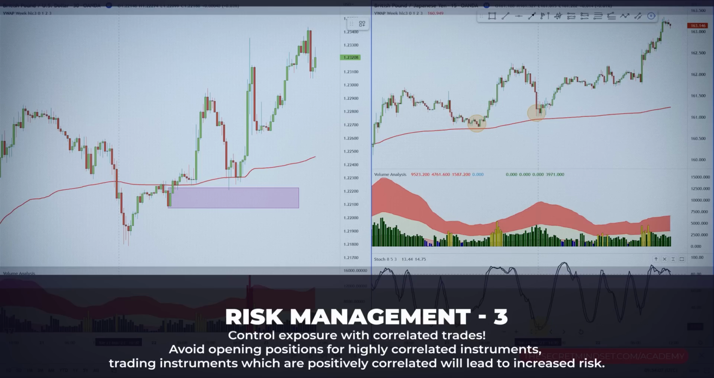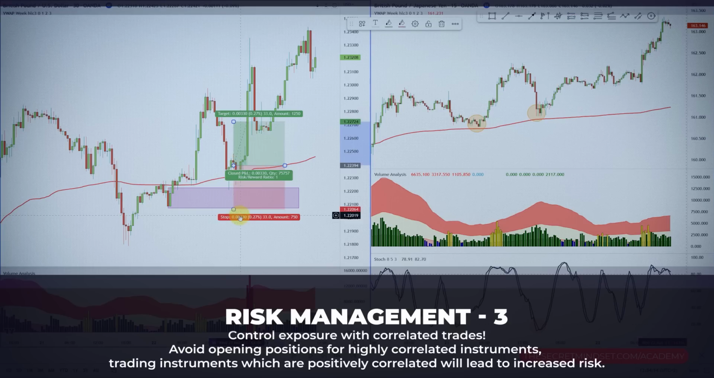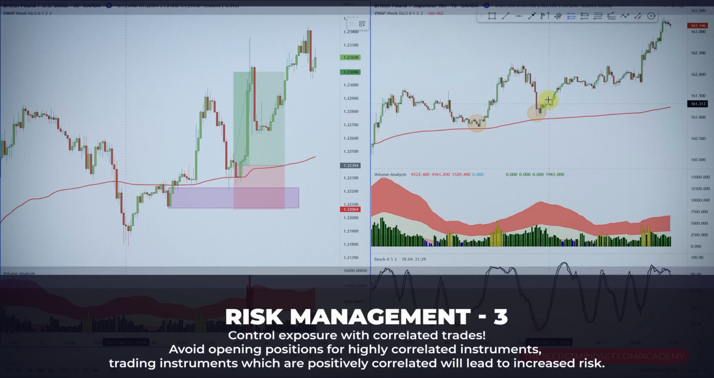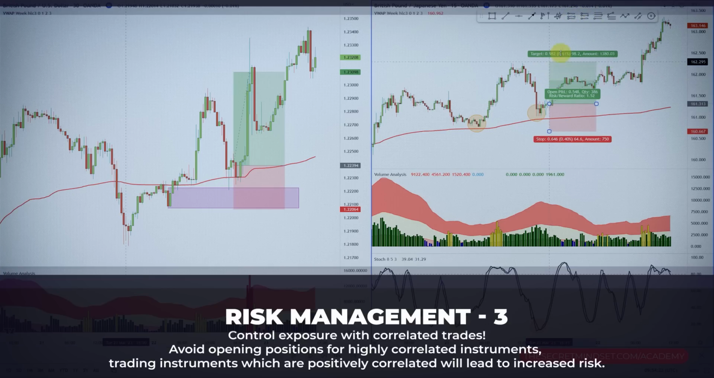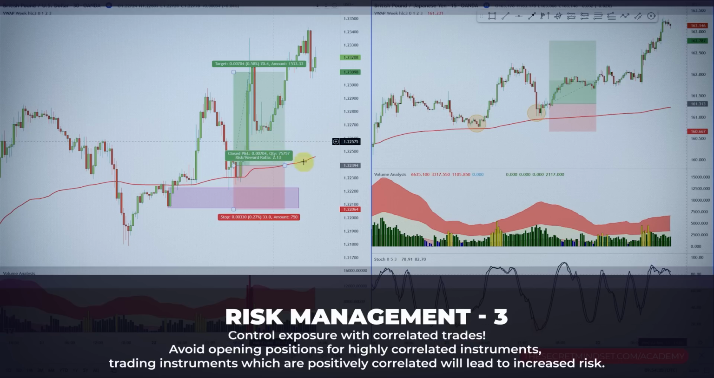You spot a demand zone on pound dollar and you decide to enter a long position. At the same time, you also see a bullish divergence on the pound yen and you also decide to take the trade. When these trades are opened, then you will have two correlated trades that could either double your win potential if the pound keeps rallying, or double your losses if the pound suddenly sells off. This is why it's essential to avoid opening positions for highly correlated instruments.